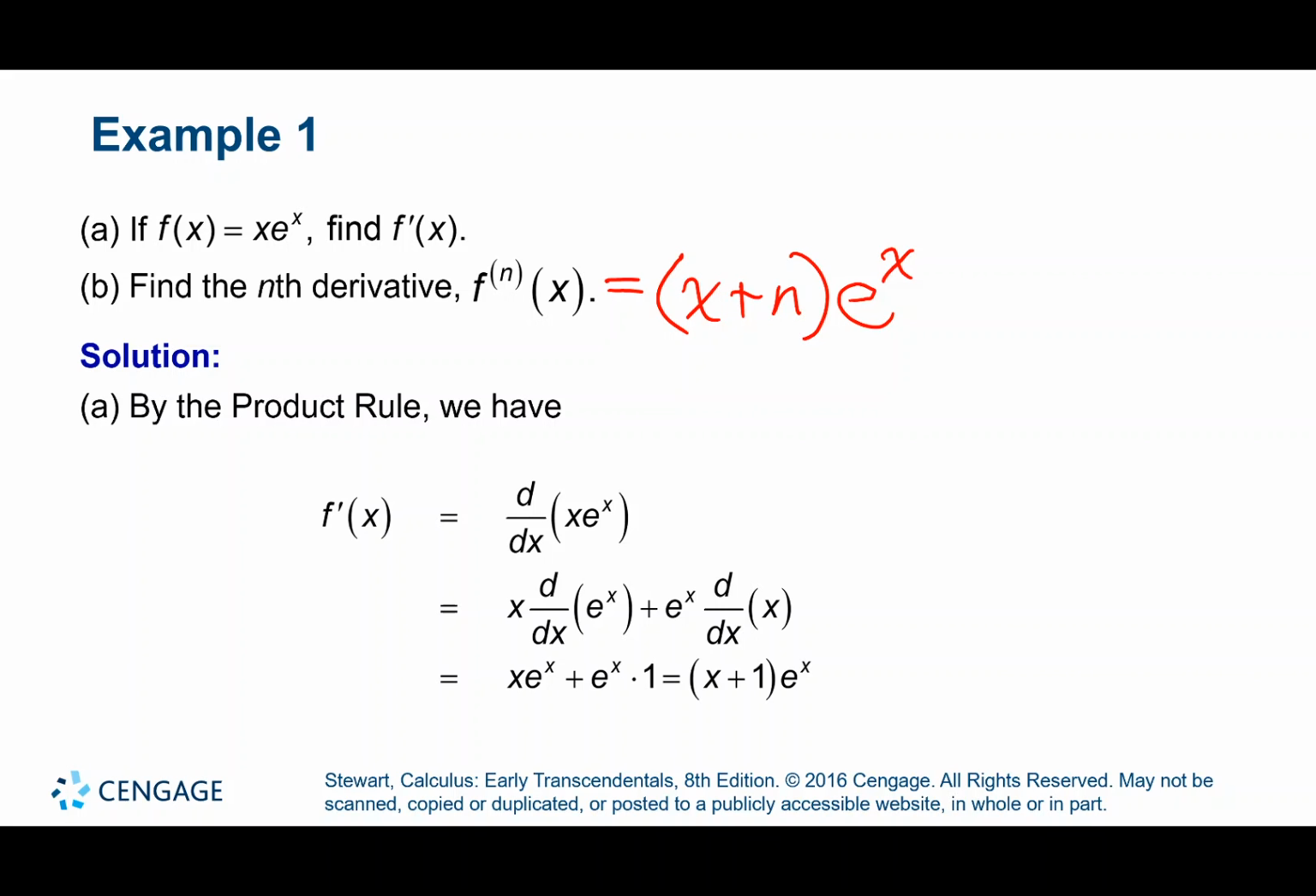You get weird stuff like that with e to the x because it's its own derivative. Let me get my stuff organized here. All right, so that's product rule.